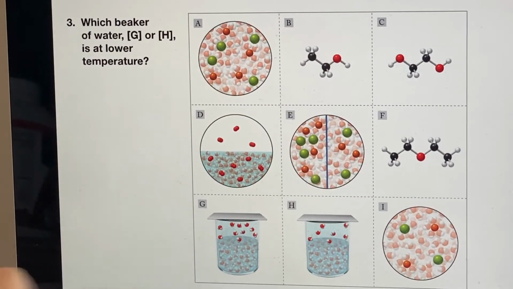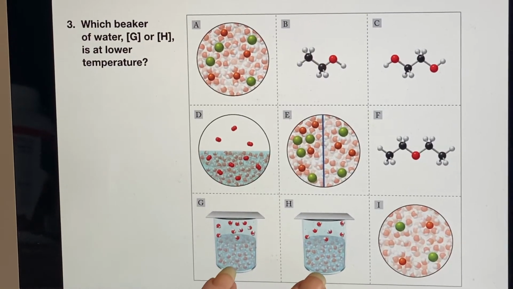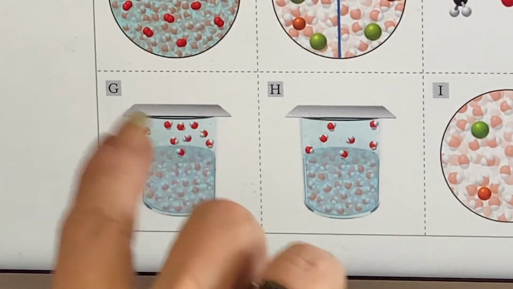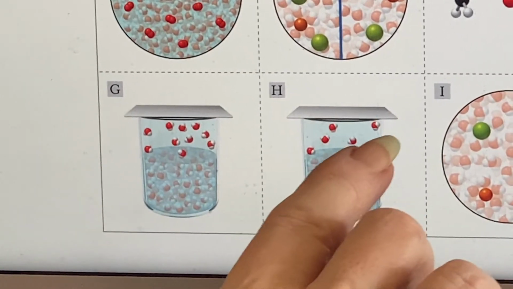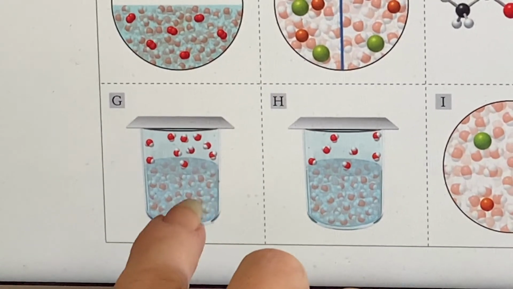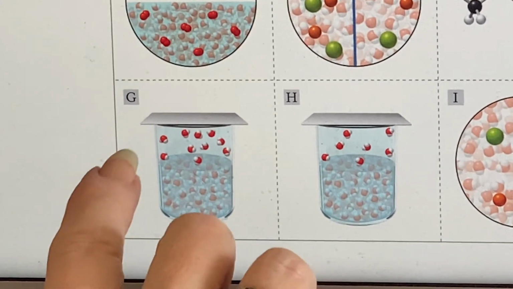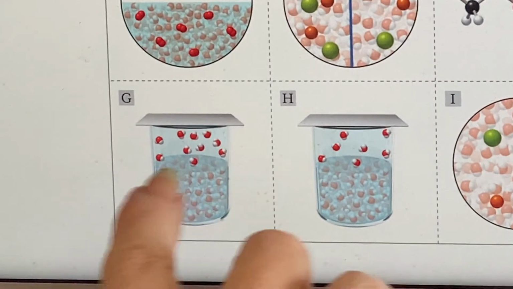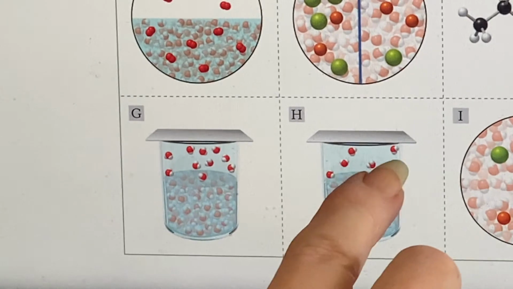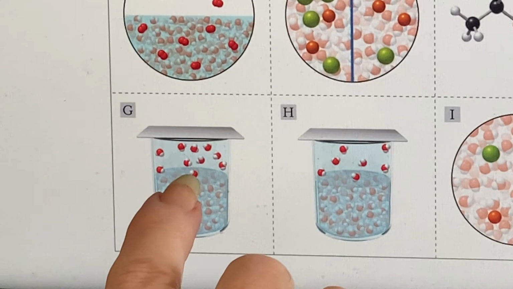And one more. We have beakers G and H, and they want to know which one is at a lower temperature. So we look at the pictures and we realize that what they've got here is a liquid. They've got a top put on the beaker so that the vapor can't escape. So what has happened here is these have gone into equilibrium between water in the liquid phase and water as vapor. And then you can look at it and see that this one has more vapor water molecules than this one does, which means this one must be closer to boiling.